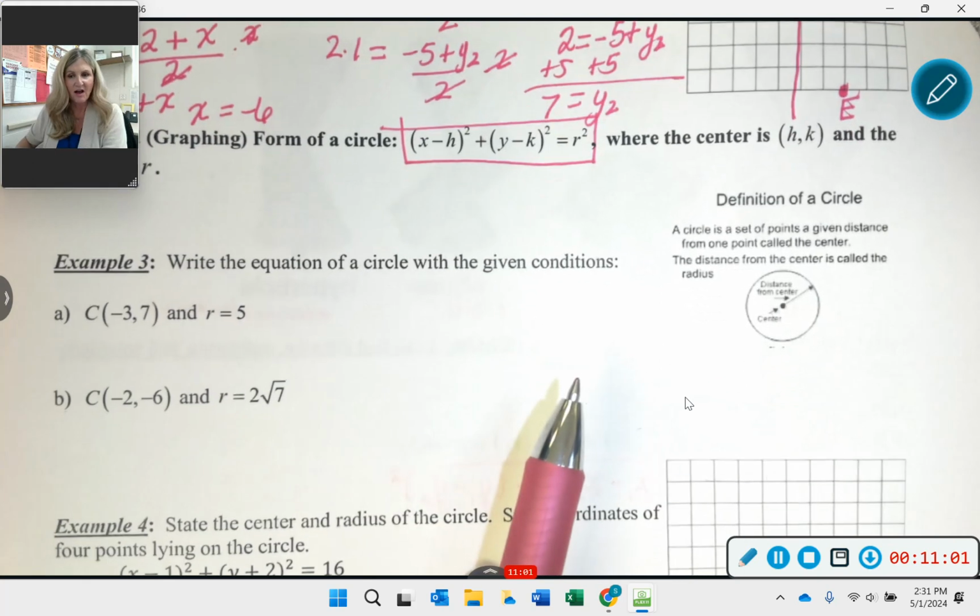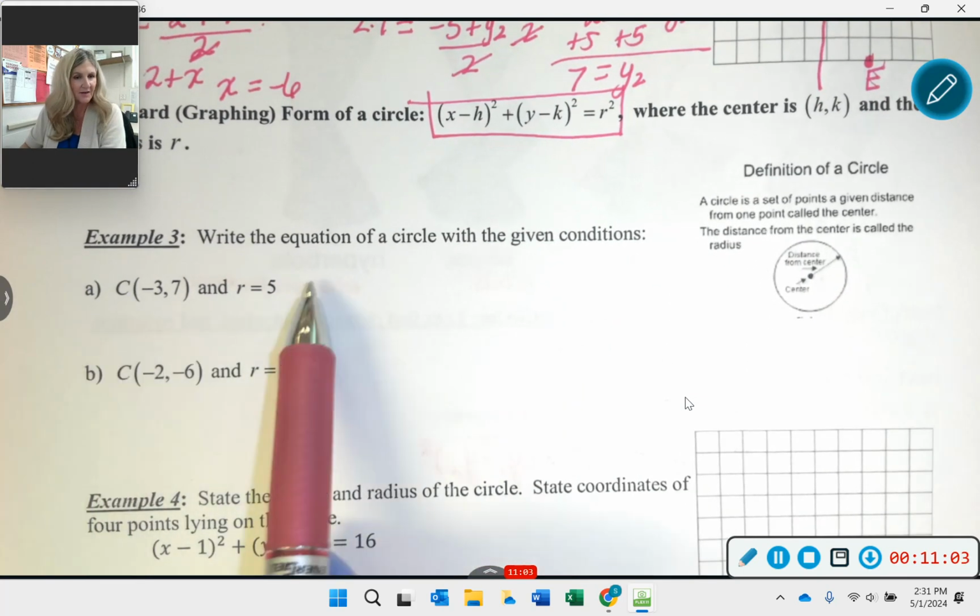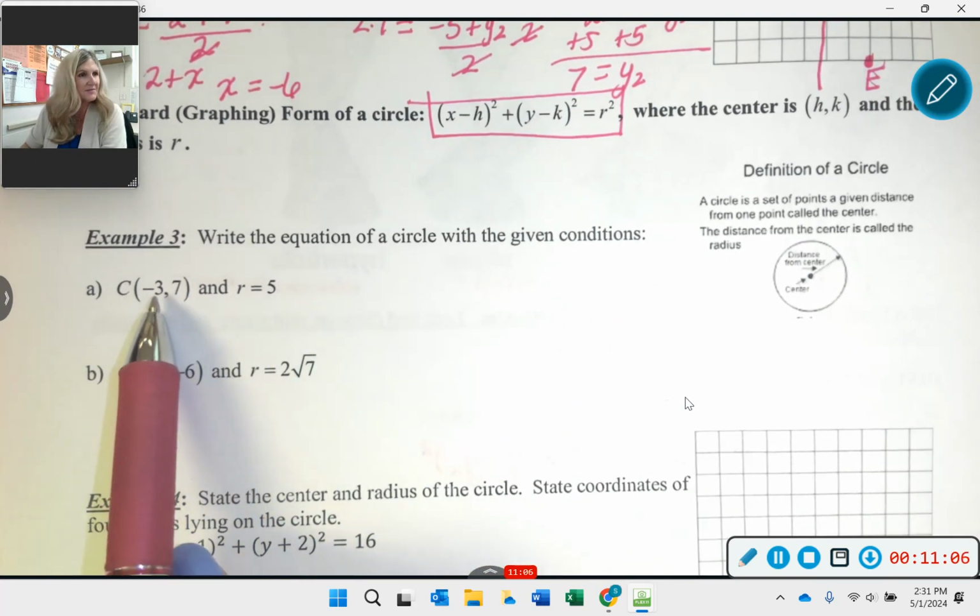All right, we're going to start off with some easy problems here. This is the center. So what's this -3? Is that h or k?